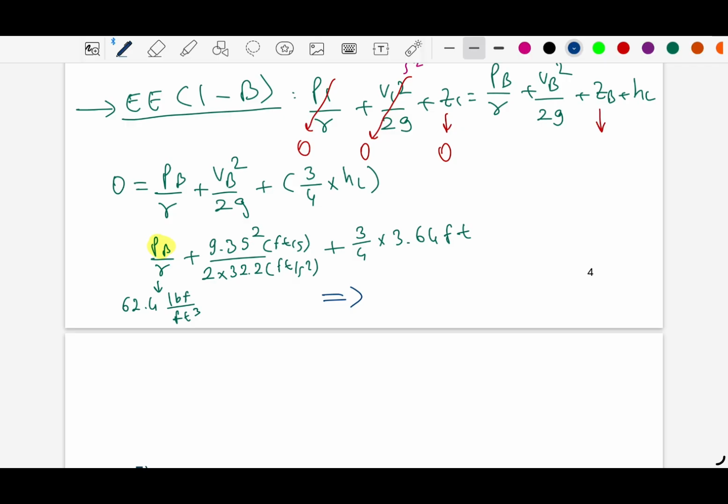So from here, when you do all the calculations, you'll get PB over gamma as minus 8.01 feet, and PB is actually equal to minus 505 PSF or minus 3.51 PSI.